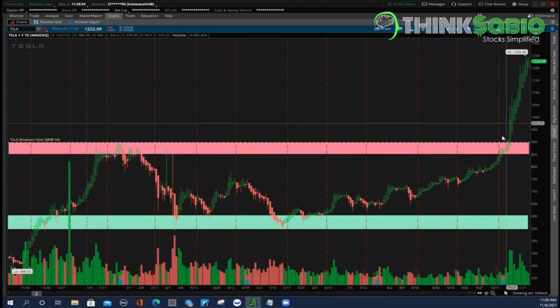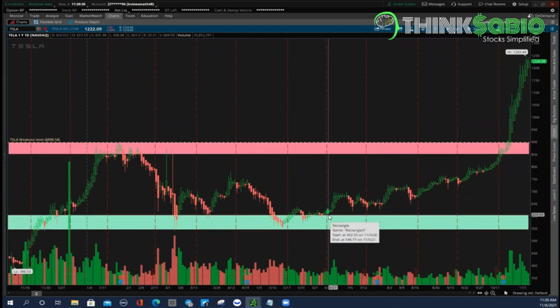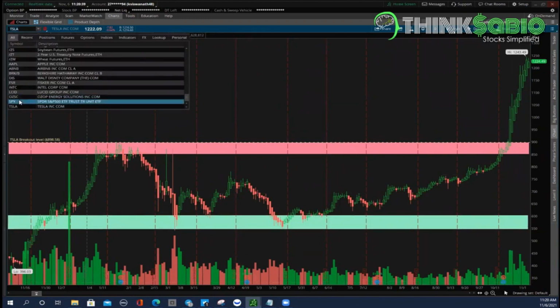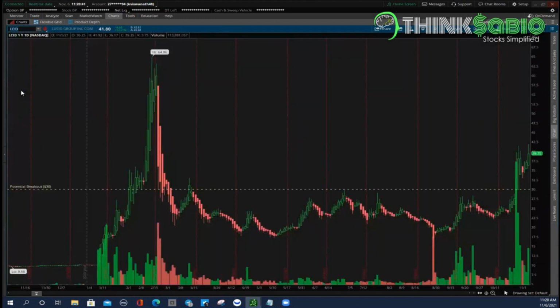Okay, so this is the supply and demand zone, or support and resistance. Very important. You can do it for anything. And then let's look at Lucid, for example. And this is the ultimate breakout. When Lucid crosses 64 with volume, I'm going to tell you right now on this call, that's going to be an ultimate breakout.